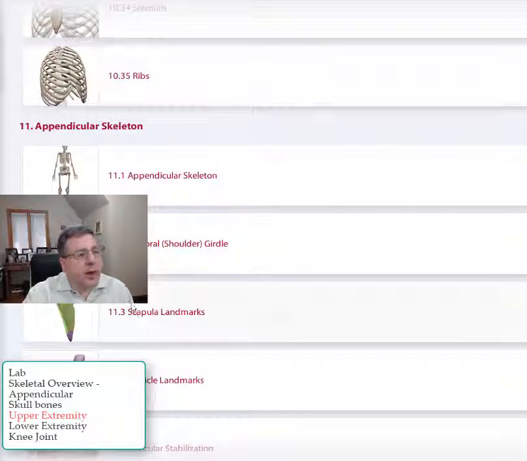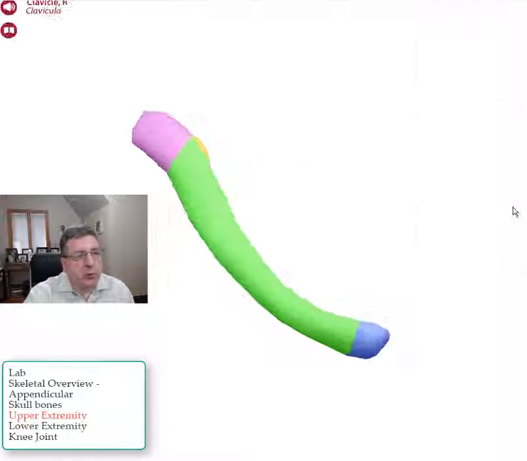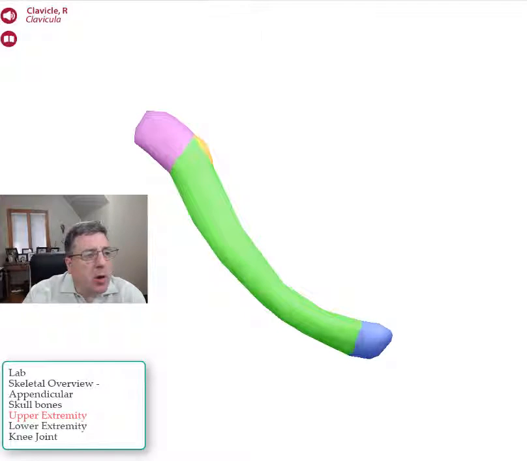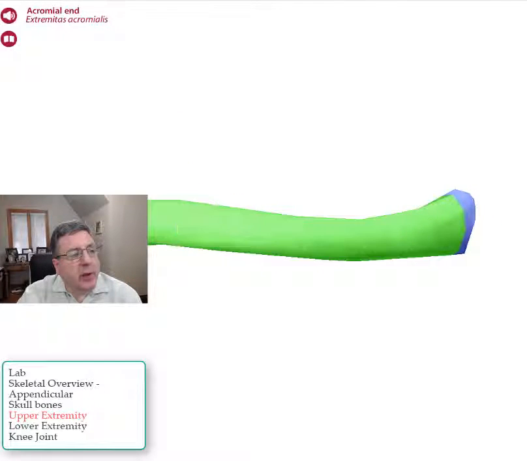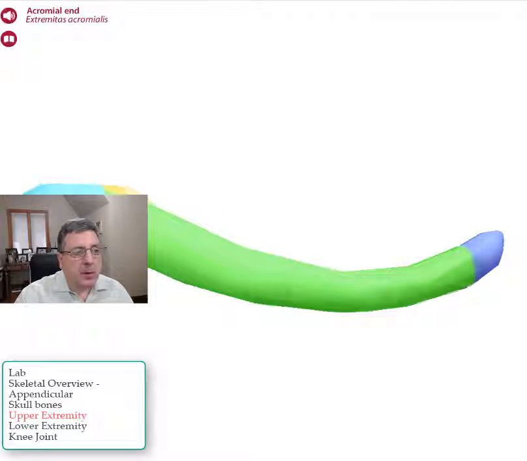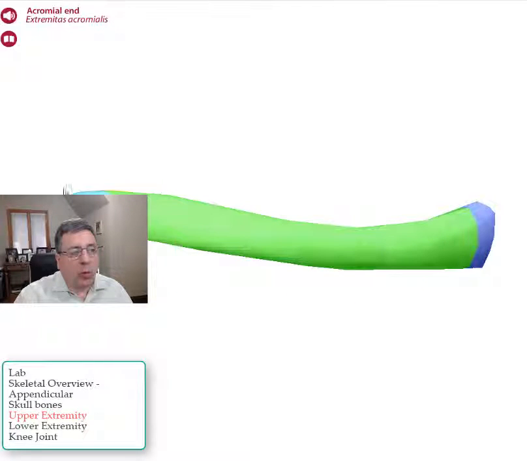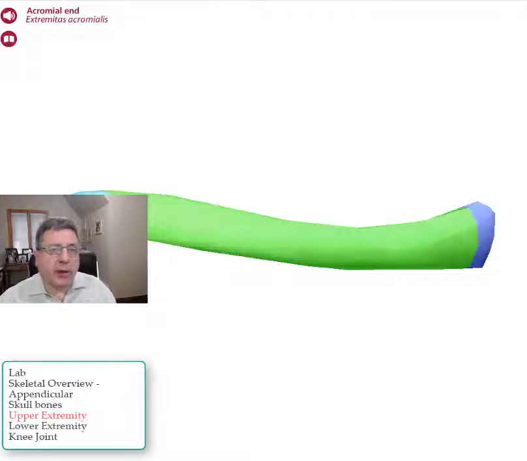Next thing, let's look at the clavicle. Let's look at the specific landmarks of this one. Two things. We're going to have the acromial end of the clavicle, and this is the portion that's going to articulate with the acromion process of the scapula. So you have the acromion of the scapula, and that articulates with the acromial end of the clavicle. Where those two meet forms the AC joint, the acromioclavicular joint.